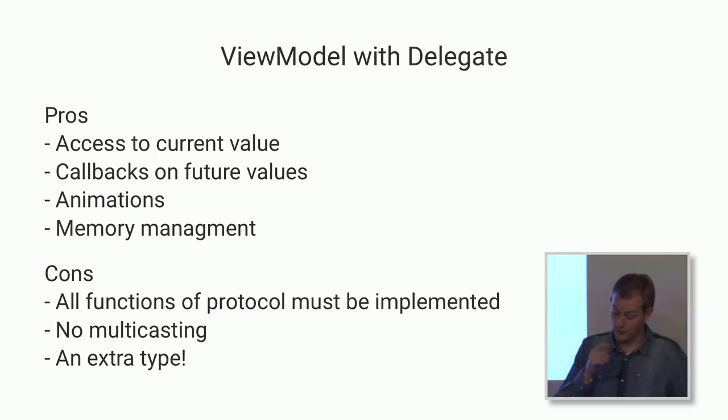So yeah, the pros of this approach is you can directly access the current value via the view model. You get callbacks via the delegate that something changed. You can do animations using the Boolean, and memory management is there because the delegate is weak. That means you won't have a retain cycle. The cons of this, the first one sort of a con, as in you have to implement all the functions. If you're only interested in one of the values, you still have to implement at least an empty version of the function for the other value when it changes. There's still no multicasting, and as I said, you have to add a view model as well as a view model delegate, so an extra type.